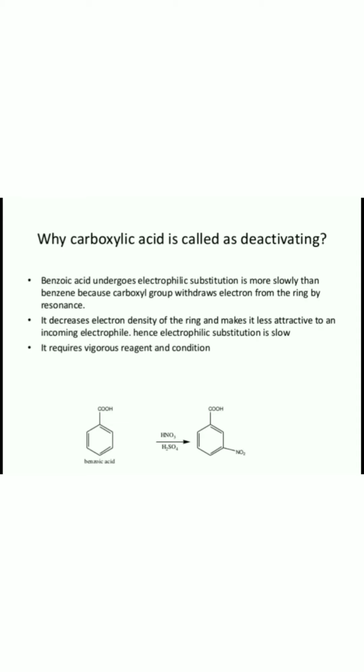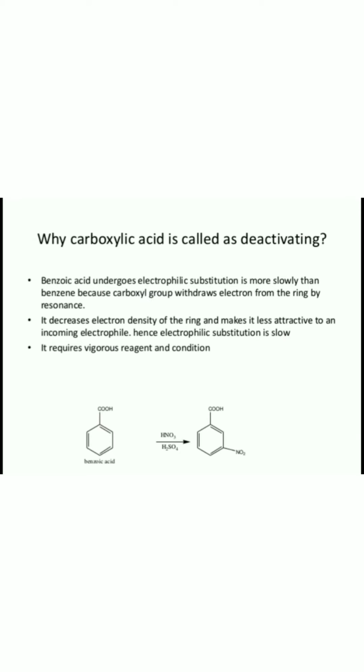Everyone, it is the second part of the video on aromatic acids. In continuation with the last part of the content, we know that the carboxylic acid is meta-directing because the positive charge basically develops at the para and ortho positions. That's why electrophilic substitution cannot take place at these two positions. Hence, electrophilic substitution is mostly done at the meta position.